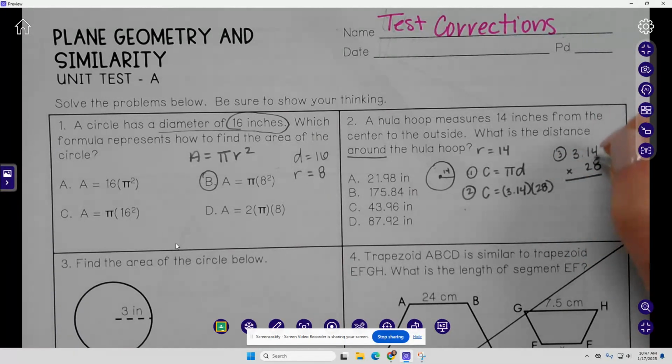For the sake of time, I am going to do this on my calculator, but go ahead and pause the video so that you can work this out on your own. And then once you finish, unpause and we'll see if we have the same answer.